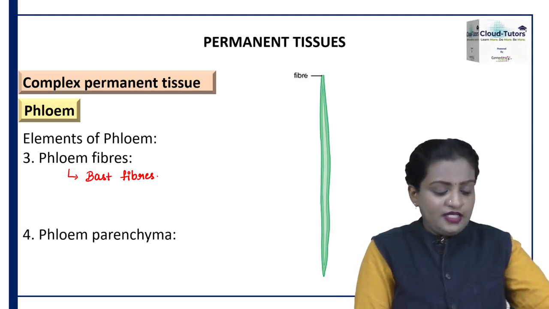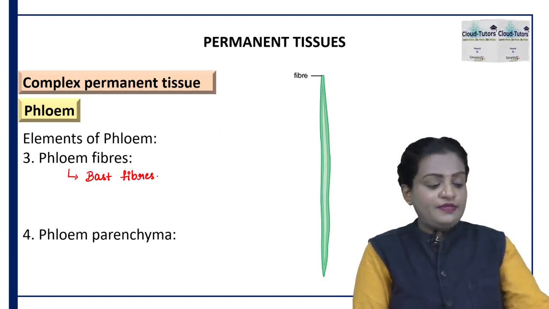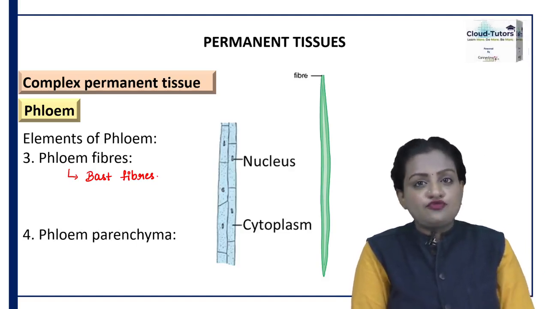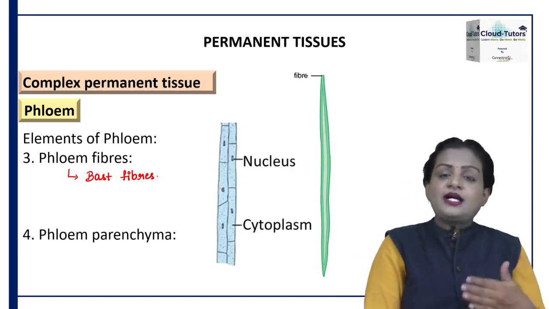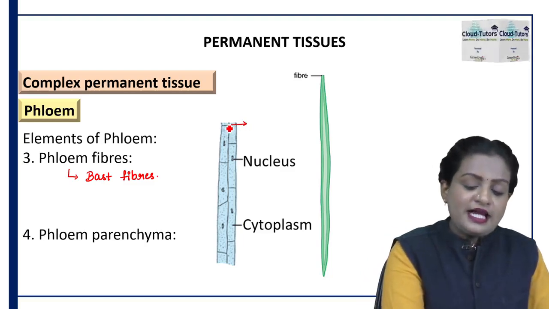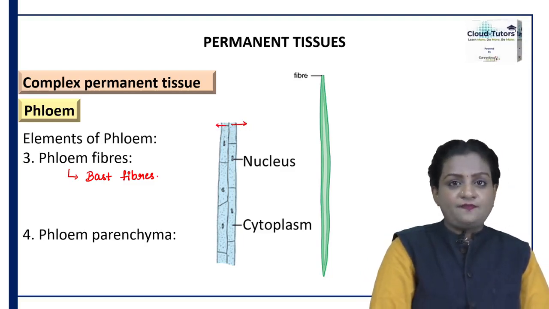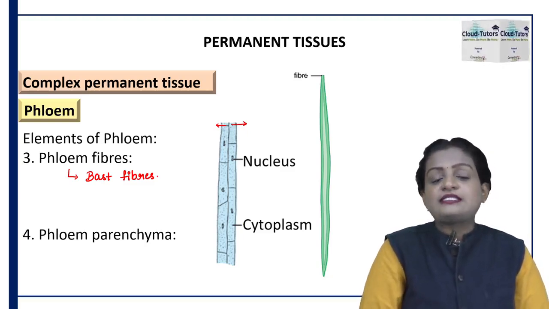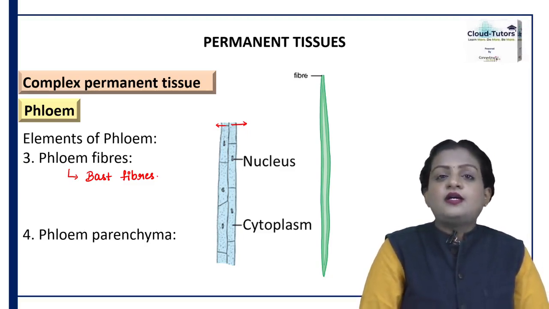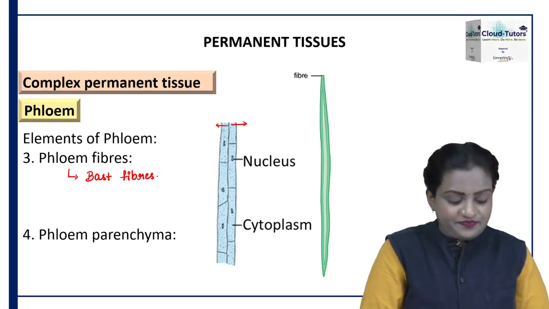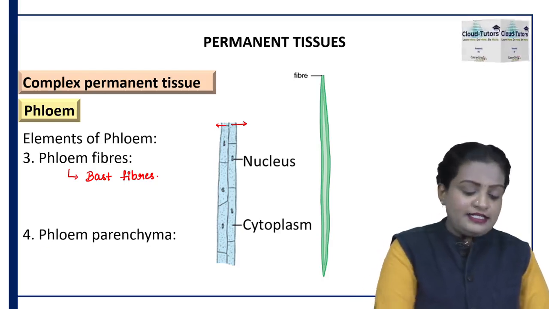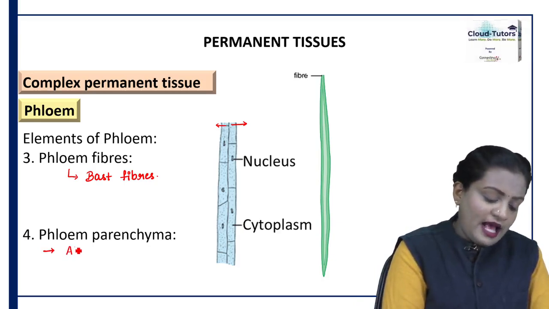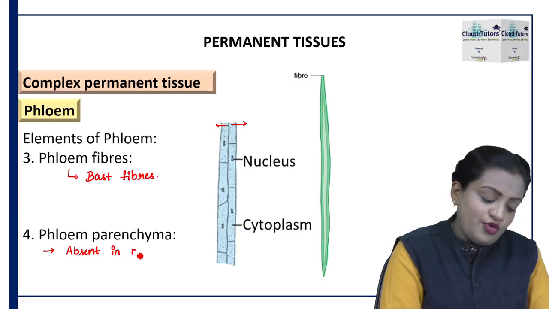Next is our phloem parenchyma. Similar to any parenchyma, it has nucleus and cytoplasm. Again helps in radial conduction of food materials. Apart from this, phloem parenchyma can also store certain secondary metabolites like tannins, etc. And the main point under phloem parenchyma is they are absent in monocots.